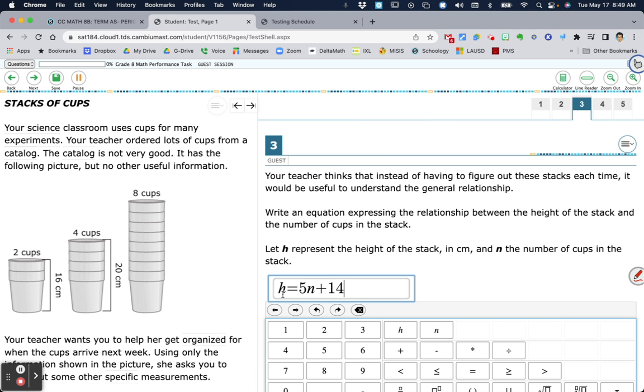So h is the height of that number of cups. N is the number of cups being stacked. 5 is the slope or the height of the one of these lips here. And then 14 is the height of the bottom of one cup. And then n is just the number of cups, which would add more lips, which is really the part that's changing. So your equation should look something like this for number 3, okay?